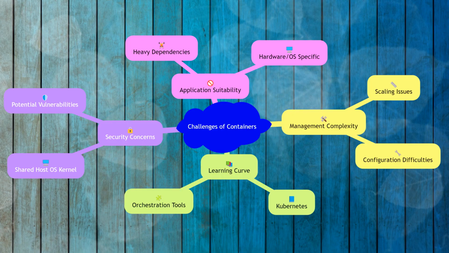While containers provide many advantages, they also come with challenges. Managing containerized applications can be complex, especially at scale. Orchestration tools like Kubernetes require a steep learning curve and can be difficult to configure and maintain. Security is another concern, as containers share the host OS kernel, potentially exposing vulnerabilities. Additionally, not all applications are suitable for containerization, particularly those with heavy dependencies on the underlying hardware or operating system.